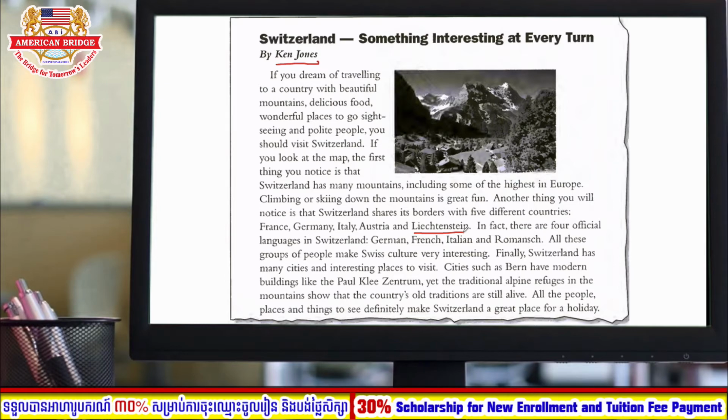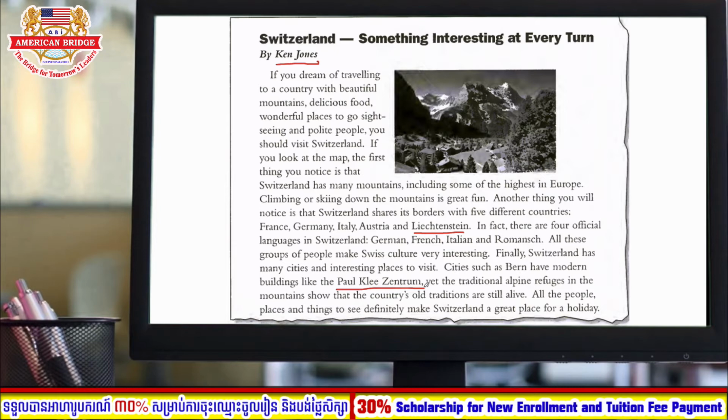Finally, Switzerland has many cities and interesting places to visit. Cities such as Bern have modern buildings like the Paul Klee Zentrum. I have no idea what it looks like, this one. Yet, the traditional alpine refuges in the mountains show that the country's old traditions are still alive. All the people, places, and things to see definitely make Switzerland a great place for a holiday.